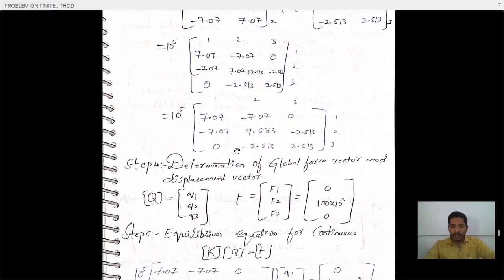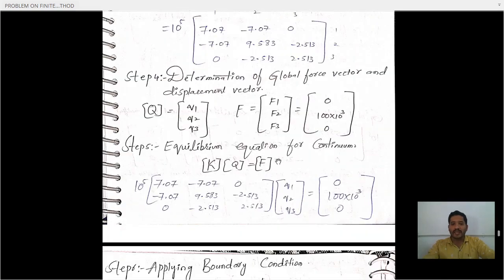After that, this is the first node, second node, third node. So 7.07, minus 7.07. If you add this value, you will get the answer: 9.583, minus 2.513. After that, our main intention is to find out the nodal displacement as well as the nodal force.